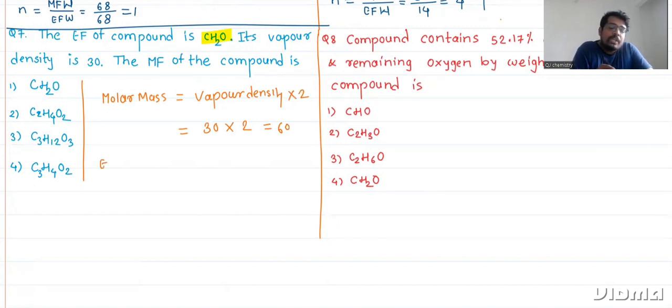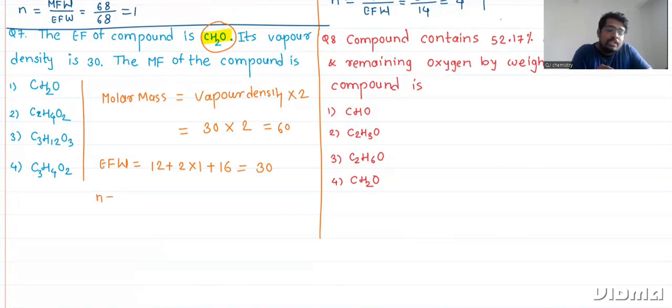Now, empirical formula weight we can calculate from the formula. Empirical formula is given, right? So the empirical formula is CH2O. This is the empirical formula. So carbon 12 plus 2 into hydrogen 1 plus oxygen 16. Okay. So 12 plus 16 plus 2 becomes equal to 30, right?